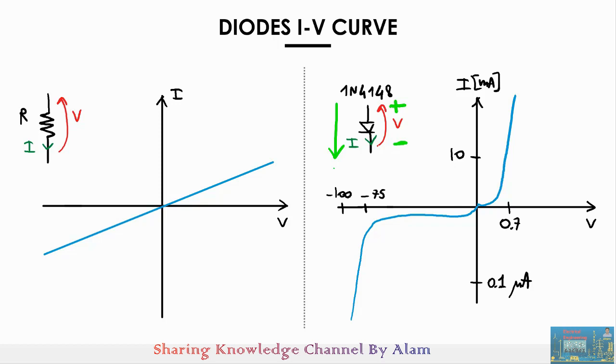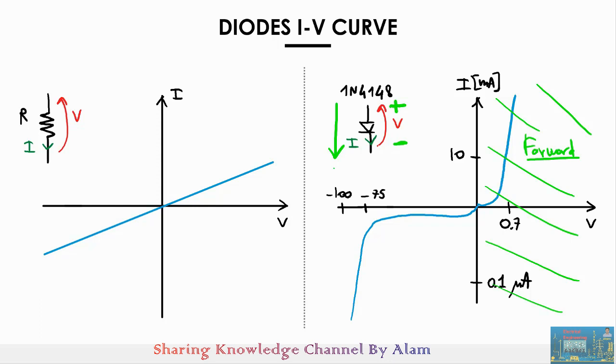The first and probably most important region is called the forward region. And it's characterized by a voltage V that is equal to zero or larger than zero. So all this region is the forward region. And the diode, when it's operating in this region, is said to have a forward bias.